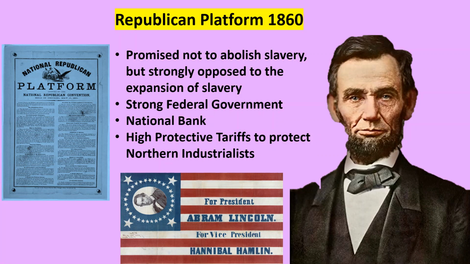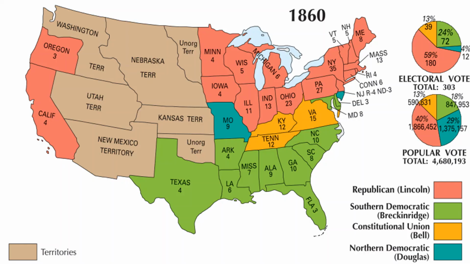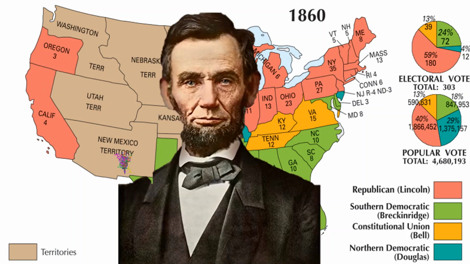The Republican platform for the year 1860 promised not to abolish slavery, but strongly opposed the expansion of slavery, proposed a strong federal government and a national bank, and included high protective tariffs to protect northern industrialists. Lincoln had strong support in the North. The Democratic Party was divided and had one candidate in the North and one in the South. Lincoln easily obtained 180 electoral votes and won the election.